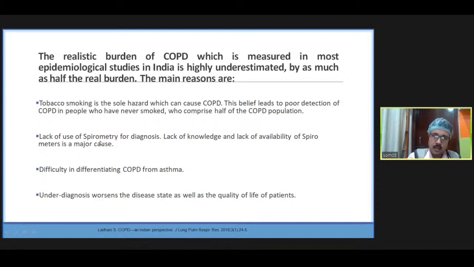Number two is the lack of use of spirometry for diagnosis, so there is underdiagnosis of COPD patients in our day-to-day practice. Number three is difficulty in differentiating COPD from asthma. Many times, when a patient comes with a history of shortness of breath, we may diagnose it as a case of asthma. We have to differentiate asthma from COPD because there are some differences in the principle of treatment. And underdiagnosis worsens the disease state as well as the quality of life of the patients.